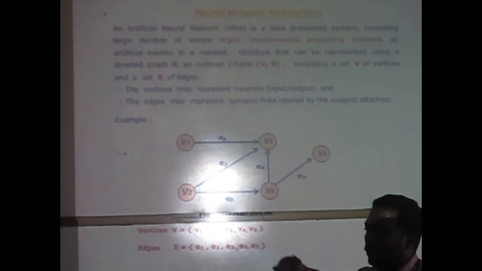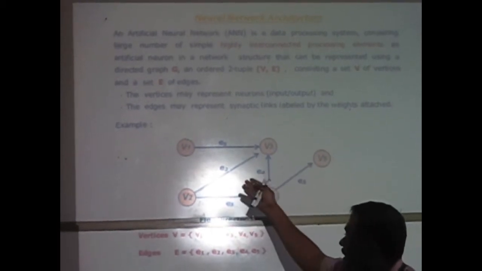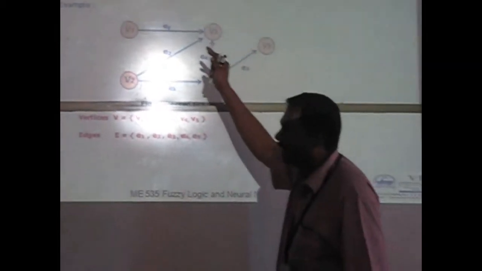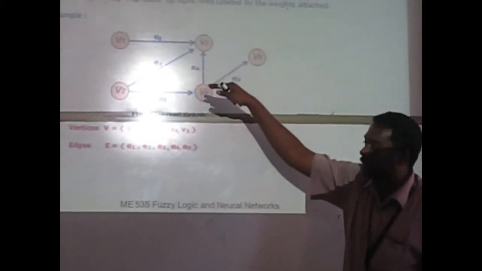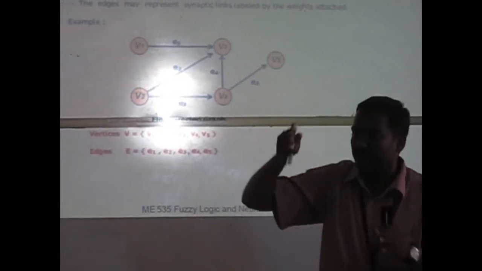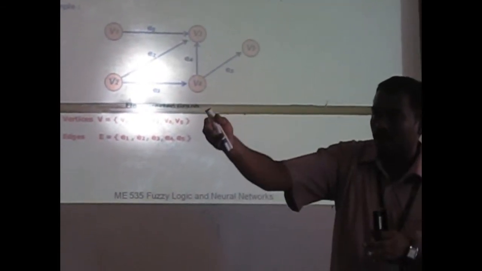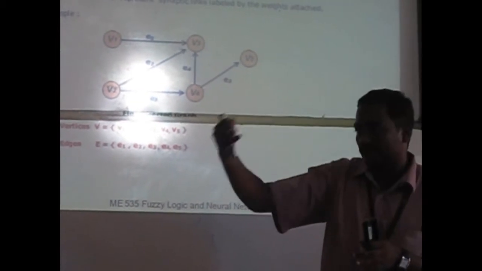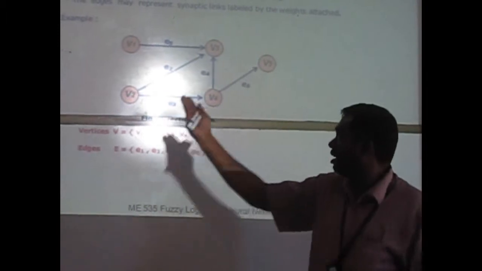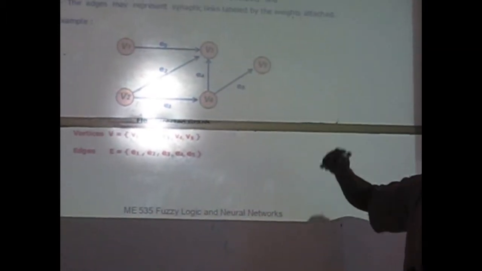This is called graph G. If you come from the basic side, you have to learn this. In that graph G, we have vertices and edges. Edges are considered as weights, and are called synaptic links. Synaptic links are the links between one neuron and a second neuron. We carry the weights through the synaptic links from one neuron to the next neuron.